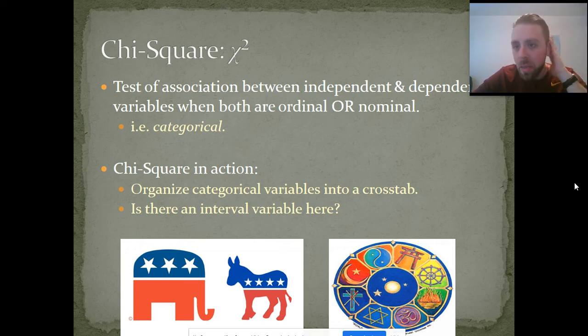So what you're going to have to do here is set up your situation, set up your two variables into what's known as a crosstab, okay? A crosstab, you will remember we've looked at a bunch of tables, is where we put one variable in the rows and one variable in the columns.